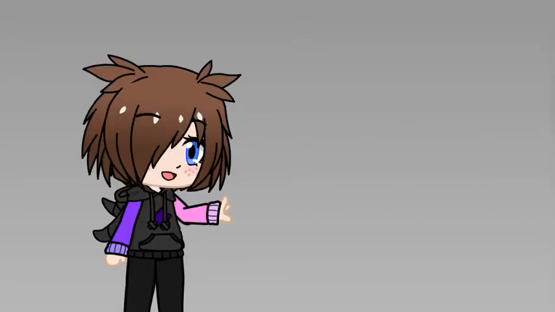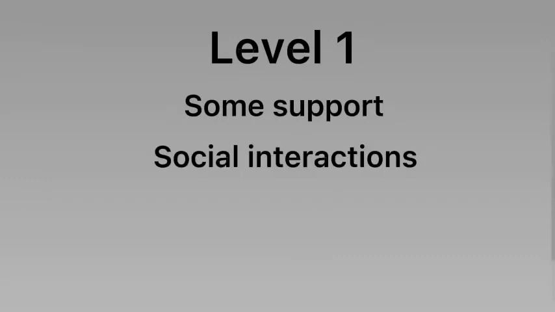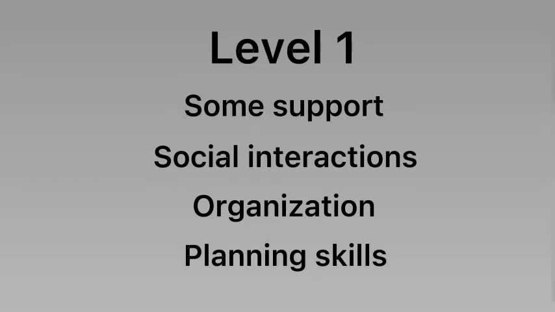Now, autism is categorized in levels rather than syndromes. These levels are as follows. Level 1 is currently known as the lowest level. People on this level will require some support to assist them with social interactions, lack of organization, or planning skills.